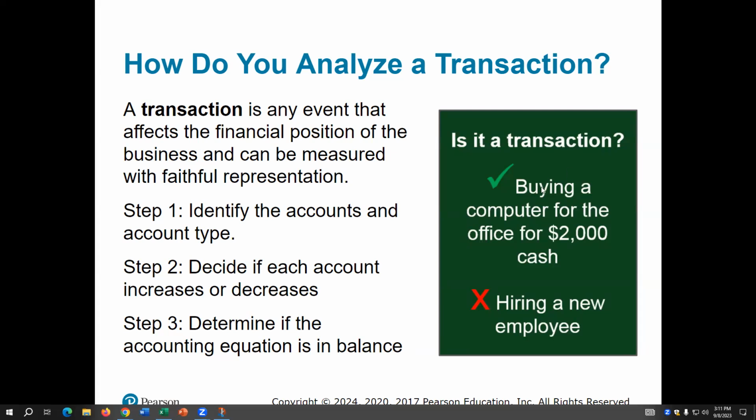Okay. Hiring a new employee. That is not a transaction either because there typically isn't a financial obligation there. Now, if you hire an employee and then you promise to pay them a recruiting bonus, at the time you pay them the recruiting bonus, then that would be a transaction because there's some economic exchange occurring.